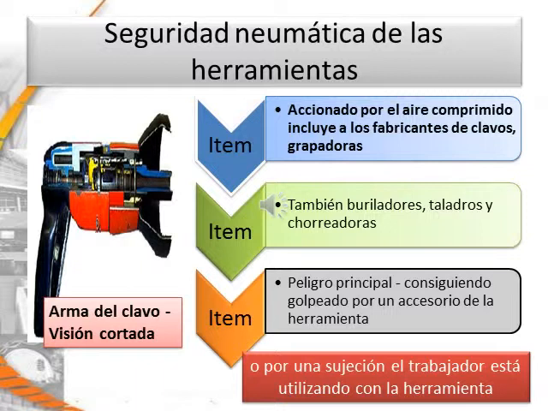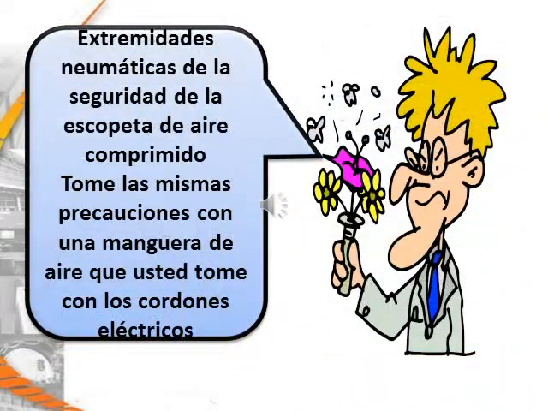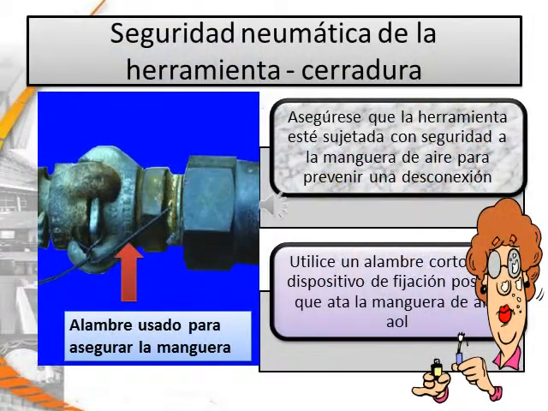Here we can see a nail gun cut away. Pneumatic air gun safety. Take the same precautions with an air hose that you take with electric cords. Pneumatic tool safety fastening. Ensure the tool is fastened securely to the air hose to prevent a disconnection. Use a short wire or positive locking device to attach the air hose to the tool.